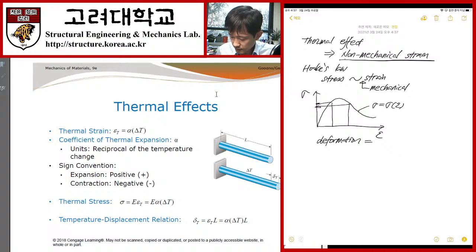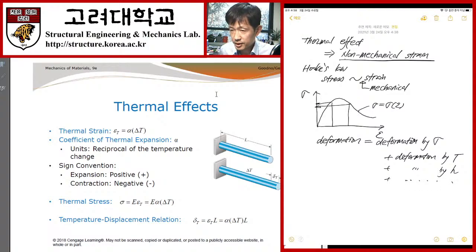So we have different reasons for certain deformation: deformation by load, by stress, deformation by temperature change, deformation by humidity change. There may be many other reasons for a certain kind of deformation. But stress is caused by the strain.